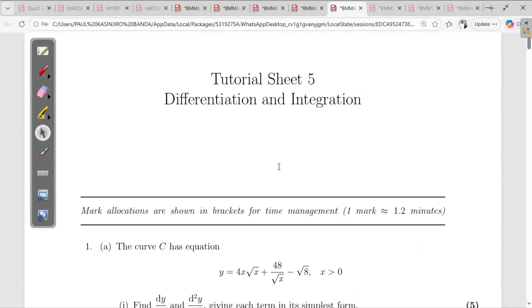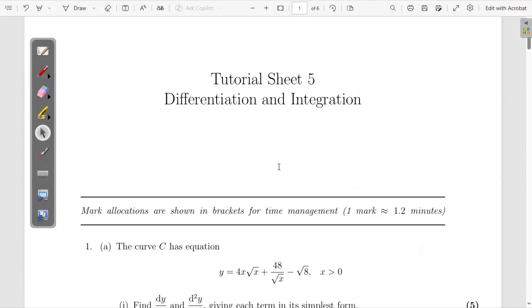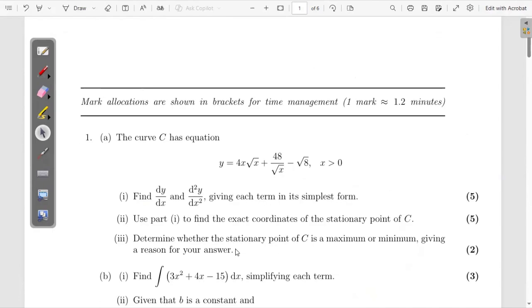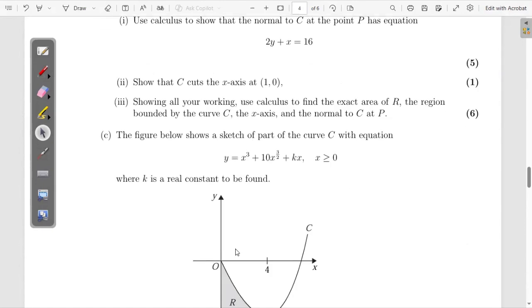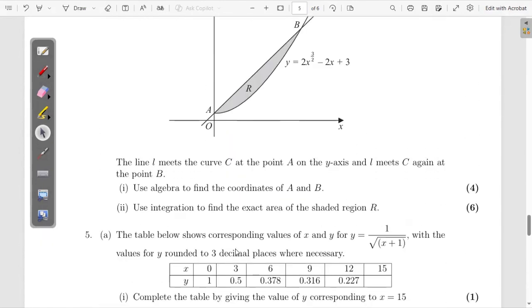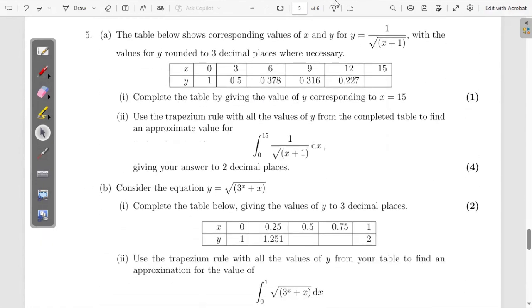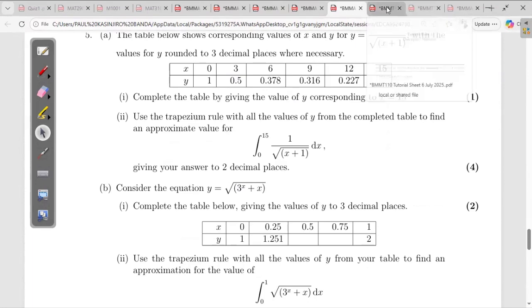Tutorial sheet 5, differentiation and integration. This is a topic that most students find difficulties or challenges with. I've shown how you can differentiate in a very easy way. This tutorial sheet had 5 questions on differentiation. We've solved all of them and you can access them on the website.